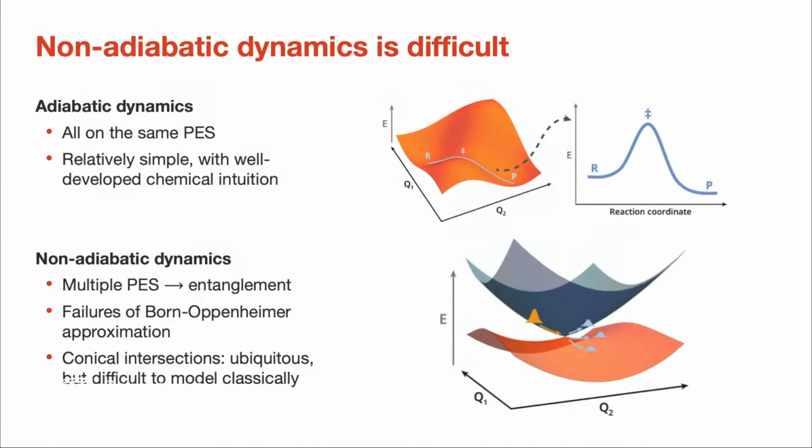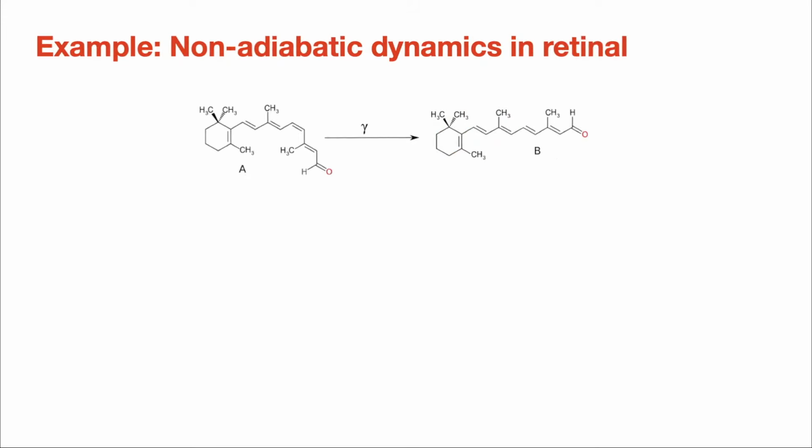And you can have, for example, a wave packet that's sliding down the top surface, branching into different ways, and you might be interested in knowing what is the ratio of the wave packet staying on one surface or the other. And this happens all over photochemistry. Everyone's favorite example is retinal. This is what happens in your eyeball. This is how you see.